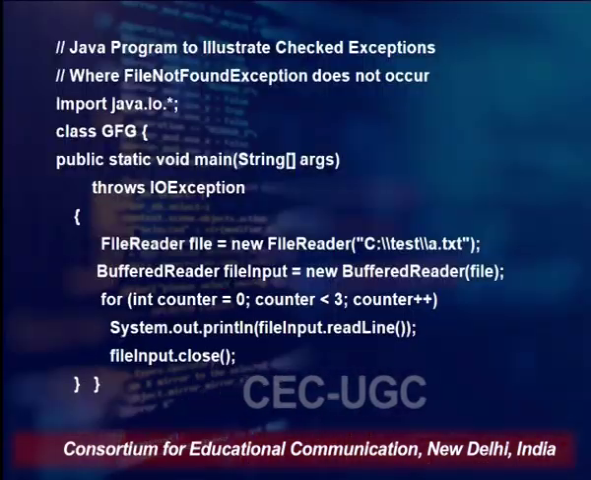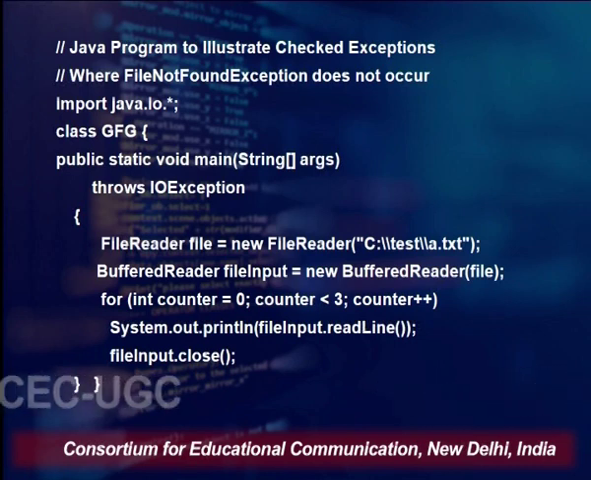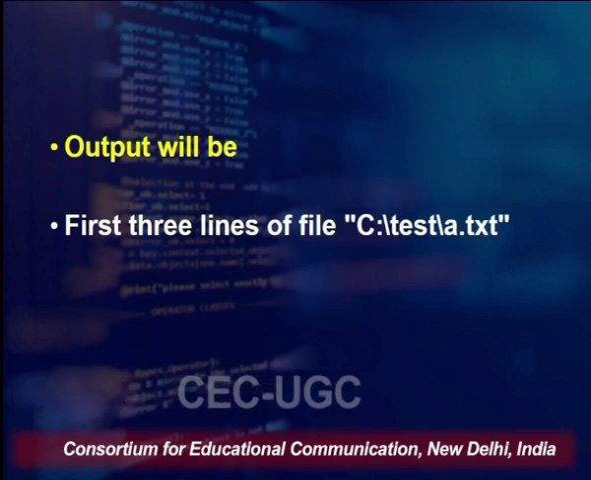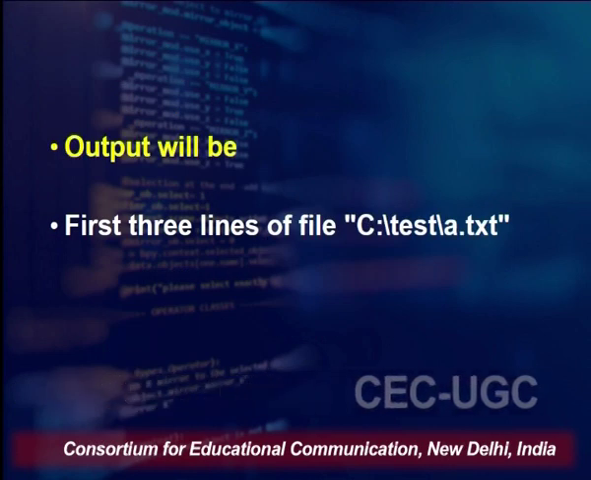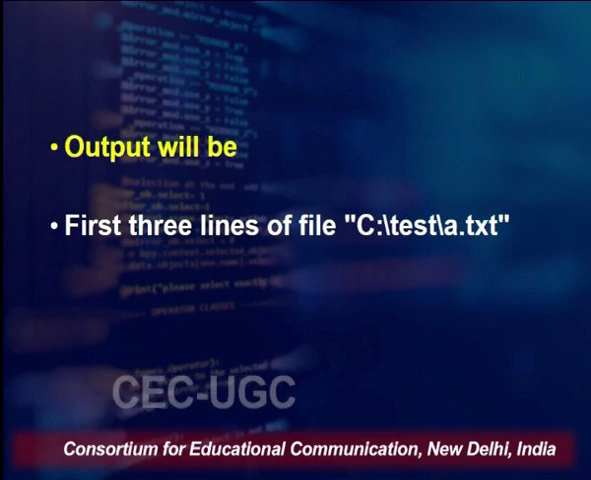you compile this program, you will have 3 lines of your a.txt. Whatever 3 lines there are in this a.txt will be printed on the screen as per the program, and now your program is working fine, and as an output it is going to give 3 lines of C drive test a.txt, which was the actual agenda. So, this was basically your checked exceptions.